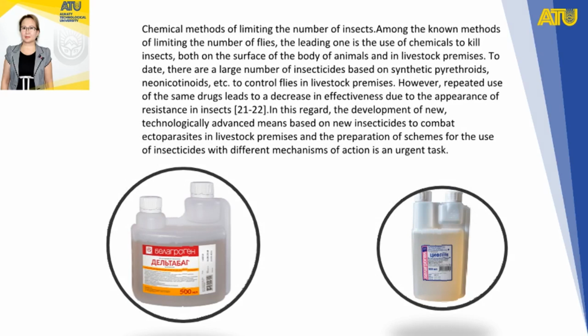Chemical methods of limiting the number of insects. Among the known methods of limiting the number of flies, the leading one is the use of chemicals to kill insects, both on the surface of the body of animals and in livestock premises. To date, there are a large number of insecticides based on synthetic pyrethroids, neonicotinoids, etc. to control flies in livestock premises.